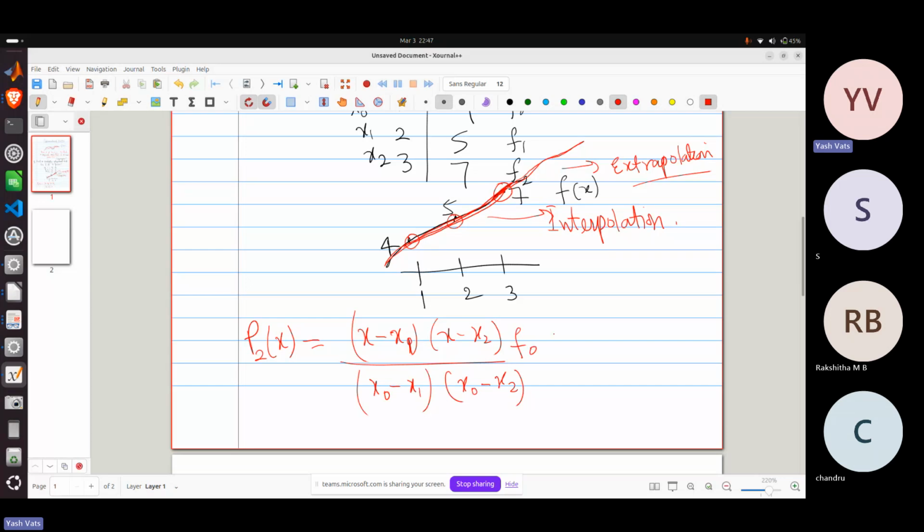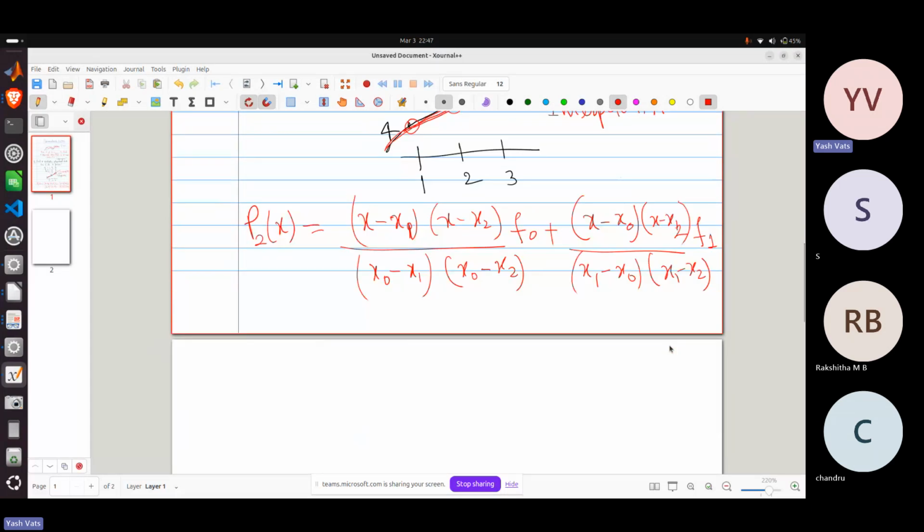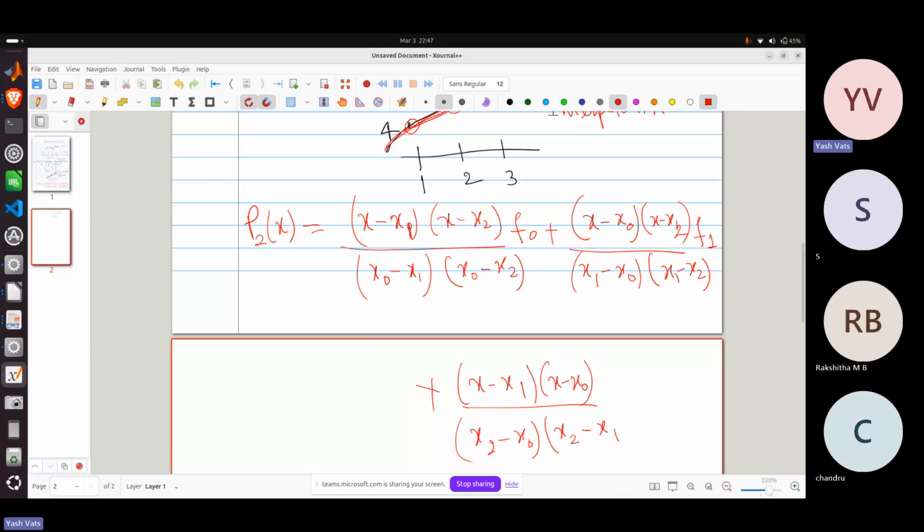And this is your f1, f naught plus x minus x naught, x minus x1. The trick is just to remove your x1 in this case, just omit your x1, x naught in the first case, and then take x1 minus x naught, x1 minus x2, and f1 like this. And similarly you have again the same x minus x1 and x minus x naught, keeping x2 left, and again x2 minus x naught, x2 minus x1. This will be your f2.